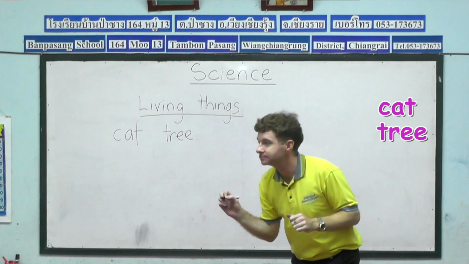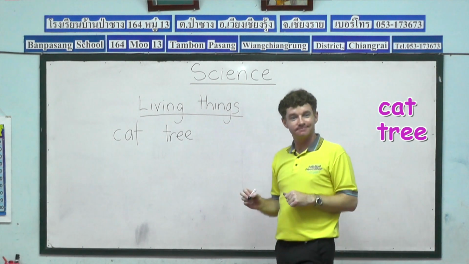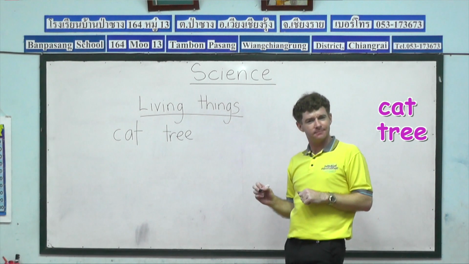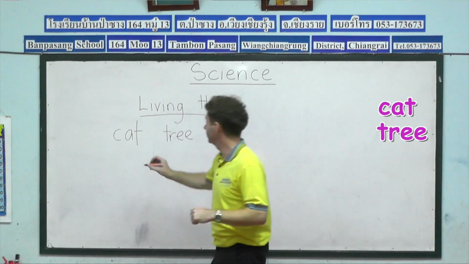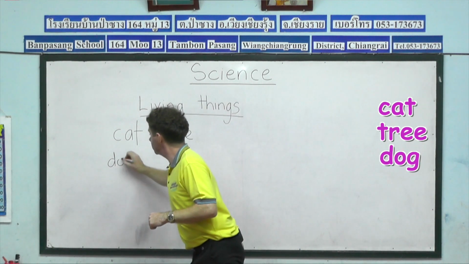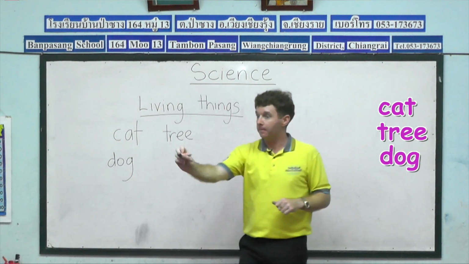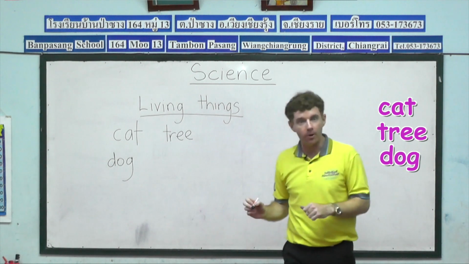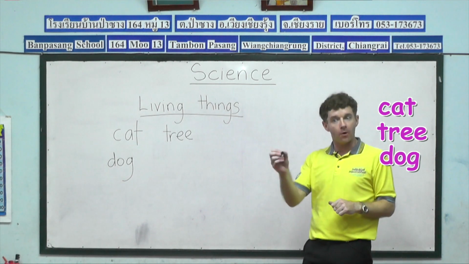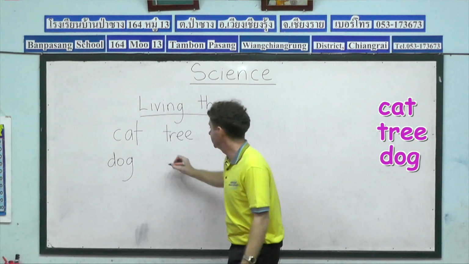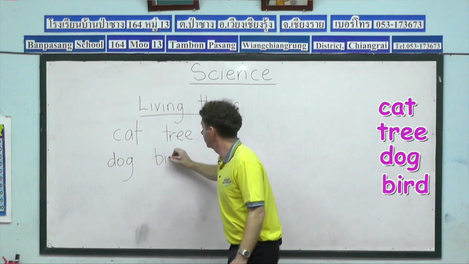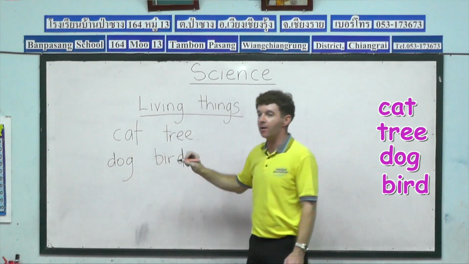Nadia. Dog. Is a dog a living thing? Yes, of course it is. How do we spell dog? D-O-G. Bang on. Bird. Excellent. Bird is a living thing. How do we spell bird? B-I-R-D. Very good.